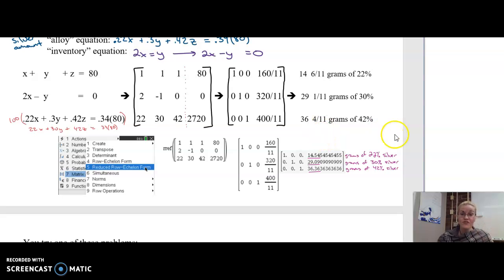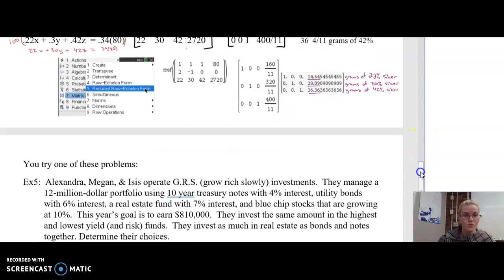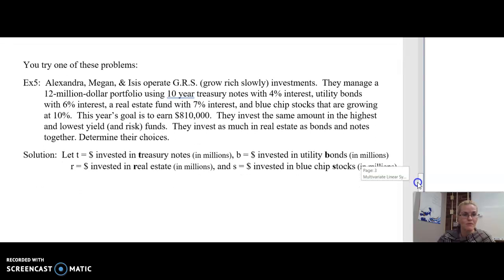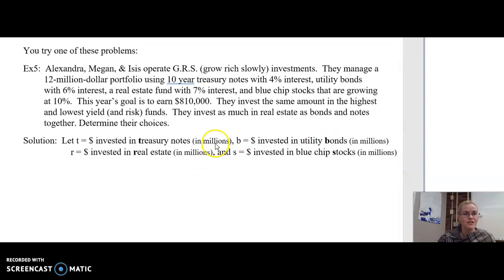Okay, so to finish up, I would like you right now to try this problem on your own, and that will finish up 7.3b. So example 5, read it. I went ahead and gave you some variables to start with, but on your own, try to set up a system of equations, try to create a matrix equation, and then use your calculator to go ahead and find the solutions. So please pause the video now because I'm about to reveal the solutions. So pause and work on this now, please.